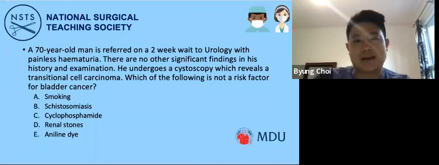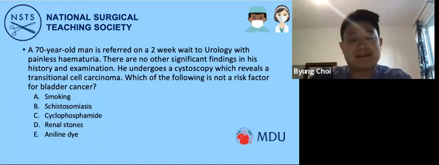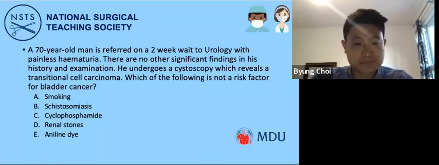So we have a 70-year-old man. He's referred on a 2-week wait to urology with painless hematuria. There are no other significant findings in his history and examination. He undergoes a cystoscopy, which reveals a transitional cell carcinoma. Which of the following is not a risk factor for bladder cancer?